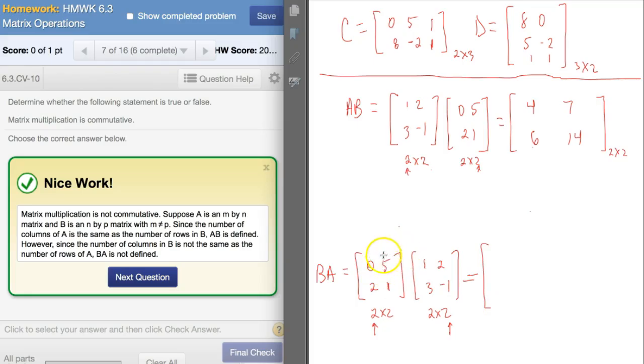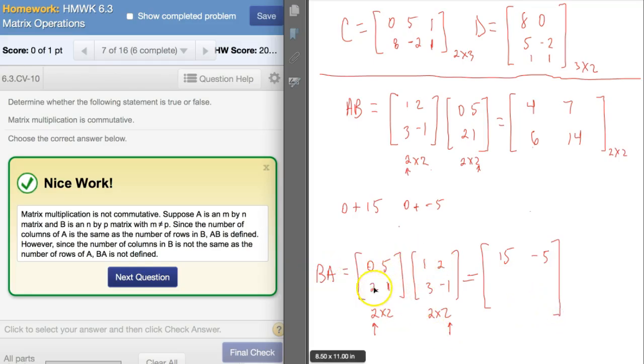So for here, we'll do the same thing. We'll multiply row 1 with column 1, which is 0 times 1 is 0, plus 5 times 3, which is 15. So that first space would be 15. And you already see we have this being different there. We continue on and say row 1, column 2. So 0 times 2 is 0, plus 5 times a -1 is a -5. So we have a -5 right there.